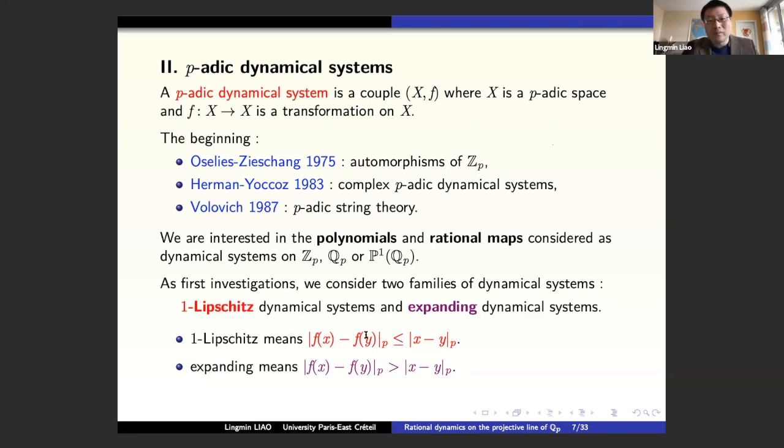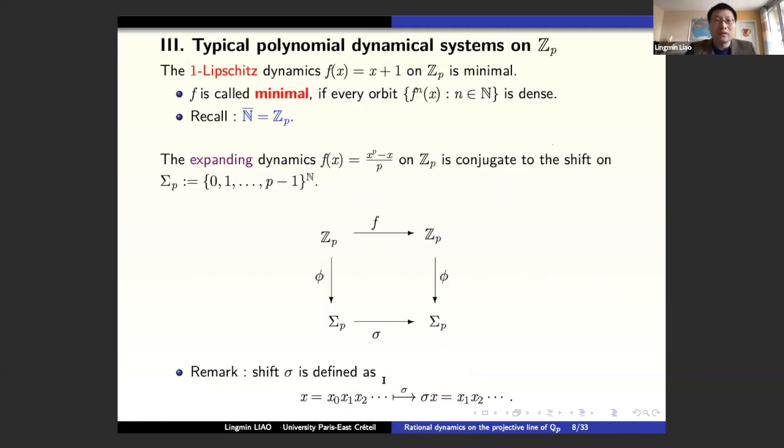This we call the one Lipschitz. But on the contrary, if the distance becomes bigger, then we call it expanding. So with these two different systems, you will see the dynamics are quite different. To begin with, I just want to give you two very simple examples to show these two different dynamics.